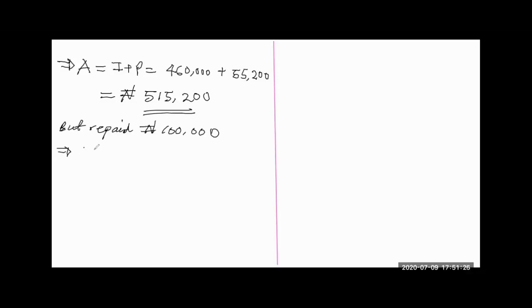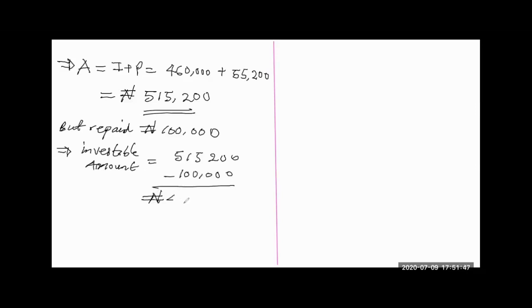What will be the investable amount? The investable amount will now be 515,200 minus 100,000 naira, and when we do this subtraction, their investable amount is 415,200 naira. All right, so this is what is now remaining for the company that they can invest in the third year. So we now say year 3.